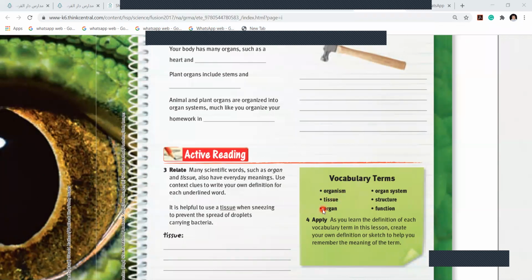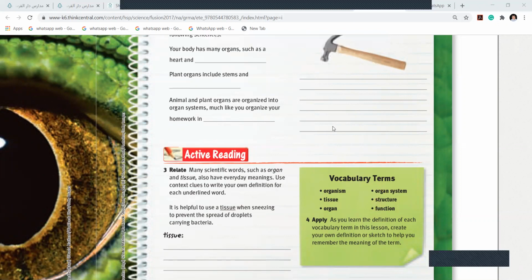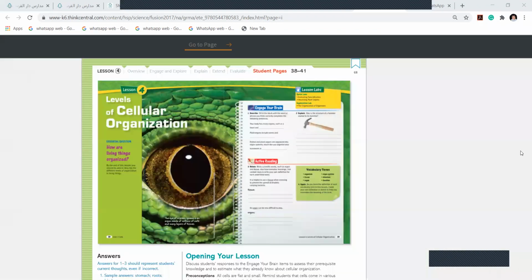Organism, tissue, organ system, structure, function. First of all, cells combine to form tissue. Tissue combines to form organ. Organ combines to form organ system. And these organ systems combine and give you an organism. We will learn about structure and function. How do they look, that is structure, and what do they do, that is function. Next page.